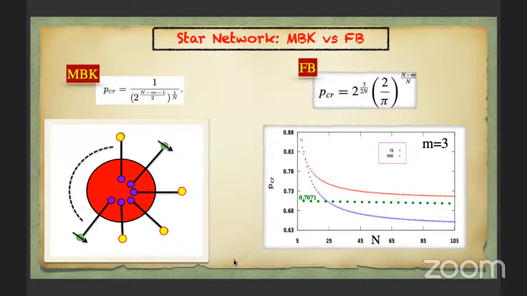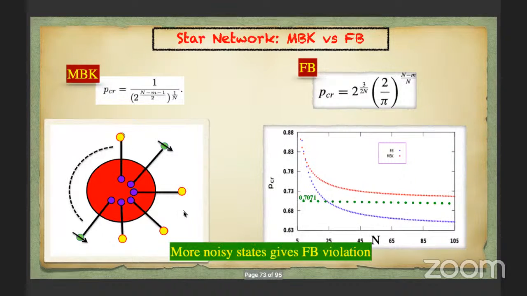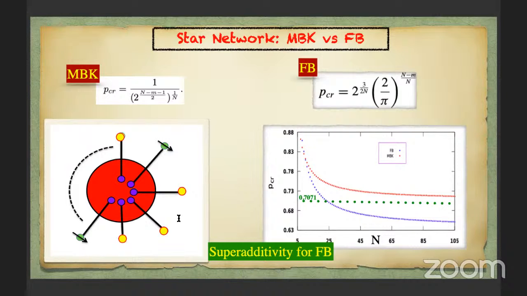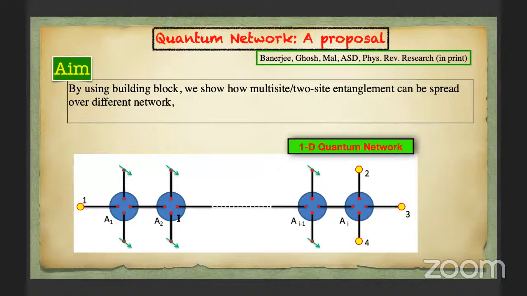So that the final state violates the Bell inequality. And here you also see, if you consider the functional Bell inequality, we find that the initial state can be non-CHSH violating, but the final state can violate the functional Bell inequality. And again, we report superadditivity. But an important point to stress is that more noisy states give functional Bell inequality violation, so it is robust against noise. We also find superadditivity for the functional Bell inequality. And I'm almost at the end.